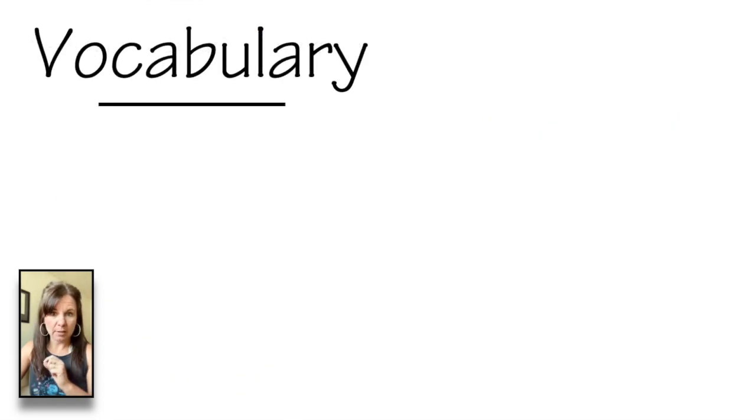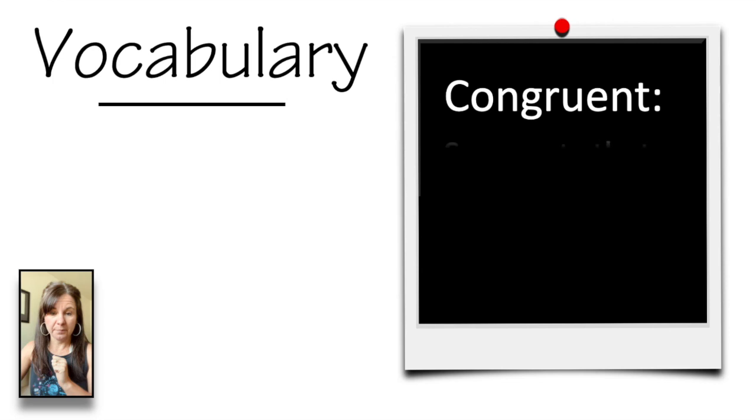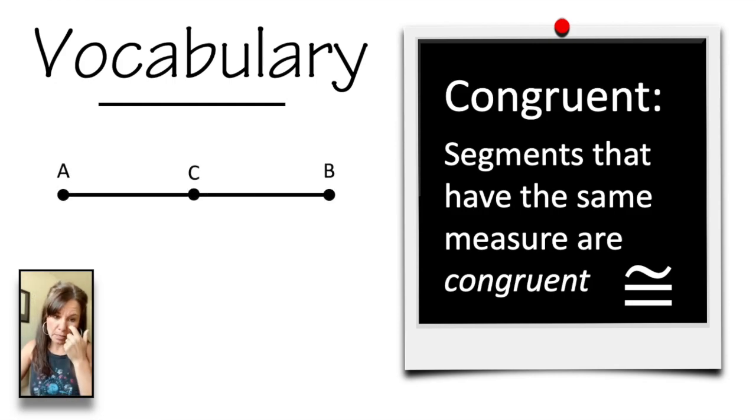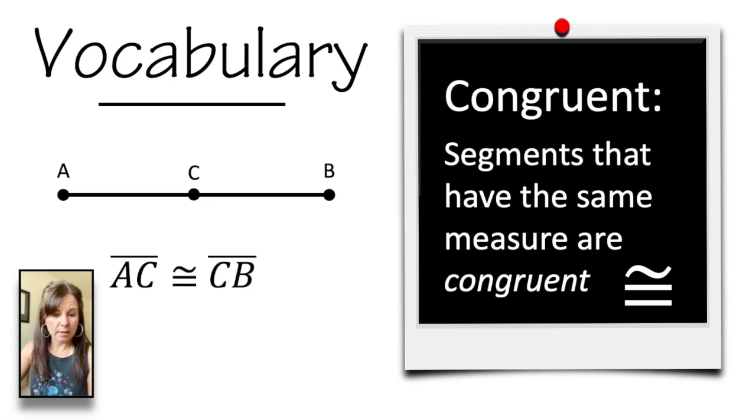Another vocabulary word, congruent. Segments that have the same measure are congruent. And this is the sign. It's a little equals with a squiggle on top, okay? So if we have this segment, A, C, and B, we'd say that AC is congruent to BC if C is right in the middle. And to mark that it's congruent, we use 2 little lines, 1 line for each congruent part.